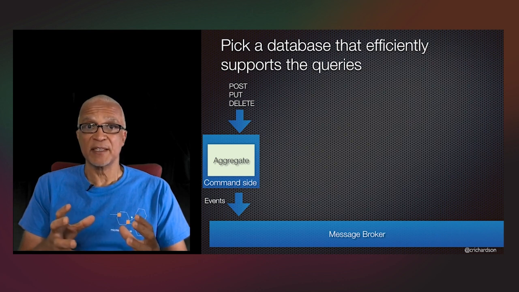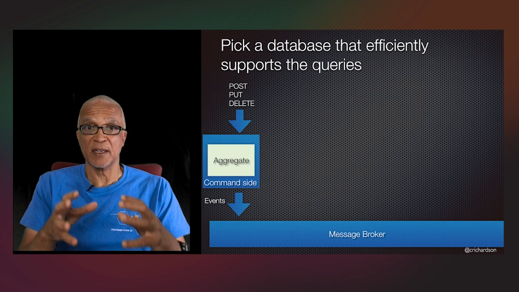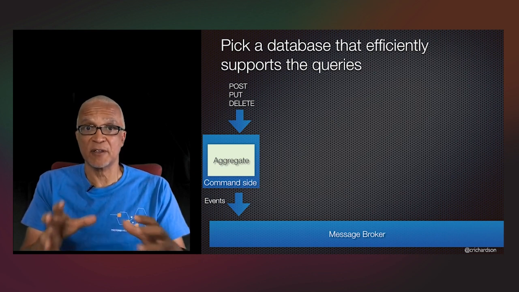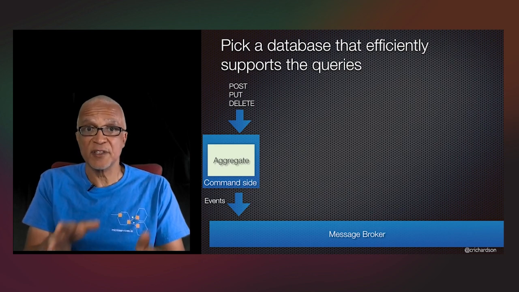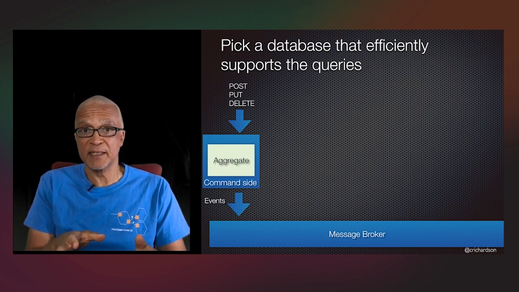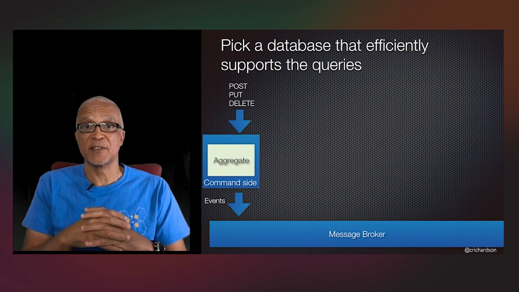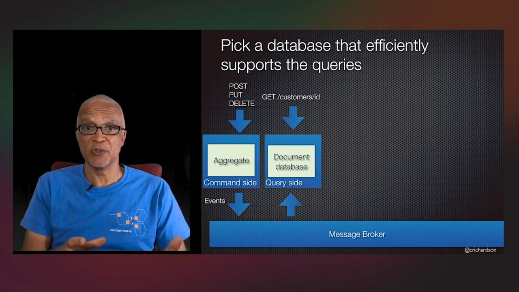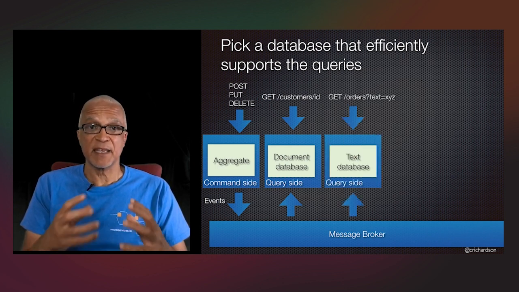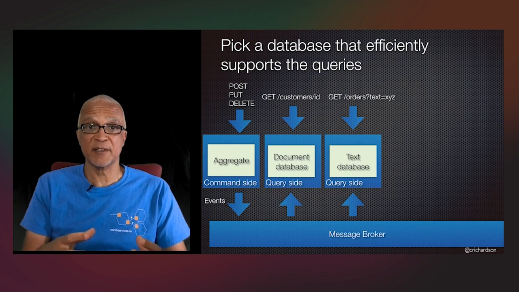The database only needs to efficiently support a specific set of queries along with the updates that are made by the event handlers. And since the goal is performance and scalability, a NoSQL database is often a good choice. If the goal is to store blobs of JSON for a REST API, then a document database like MongoDB or DynamoDB is a good choice. If you need to implement text search queries, then a text database such as Elasticsearch is often a good fit.